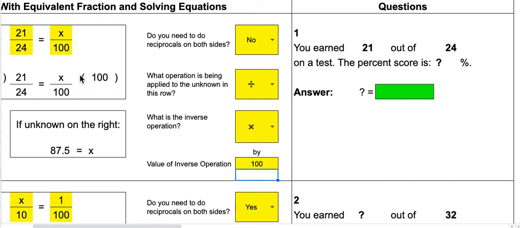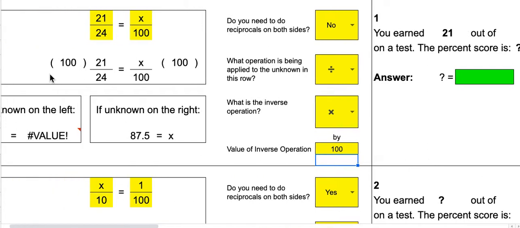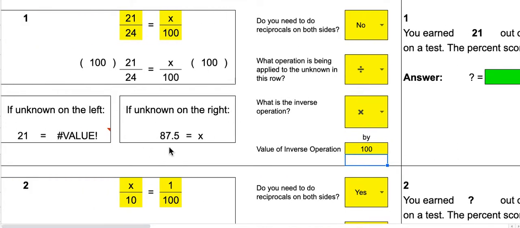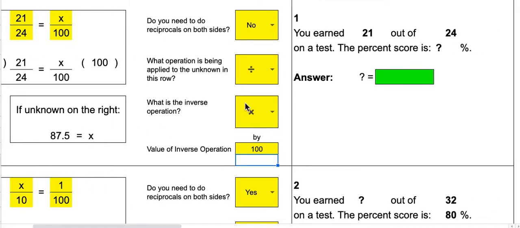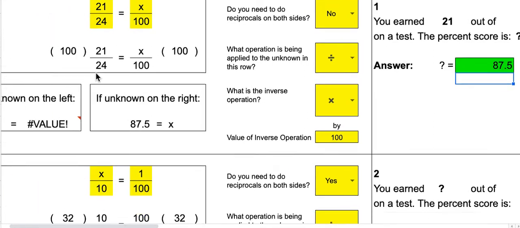Okay, so if I look at this, x times 100 divided by 100. What's 100 divided by 100? 1, so it's 1x. Where's my unknown? The left or the right? My unknown is on the right because x is on the right. So it's 87.5 is x. So I can go over to here and I can write 87.5. Okay, and that means I got 87.5% on the test. If I get 21 out of 24, that's the same thing as saying you got 87.5 out of 100. So this x here is 87.5. All right, let's try another one.